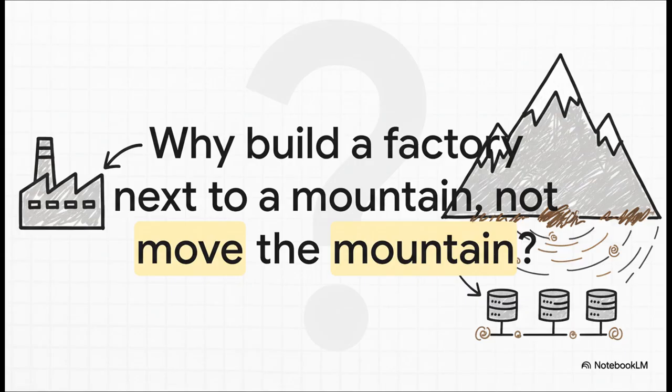Why is it so much easier to build a factory right next to a mountain of iron ore, instead of trying to move that entire mountain to your factory? The answer feels pretty obvious, right? You bring the small, mobile thing, the factory, to the huge, unmovable thing, the mountain.